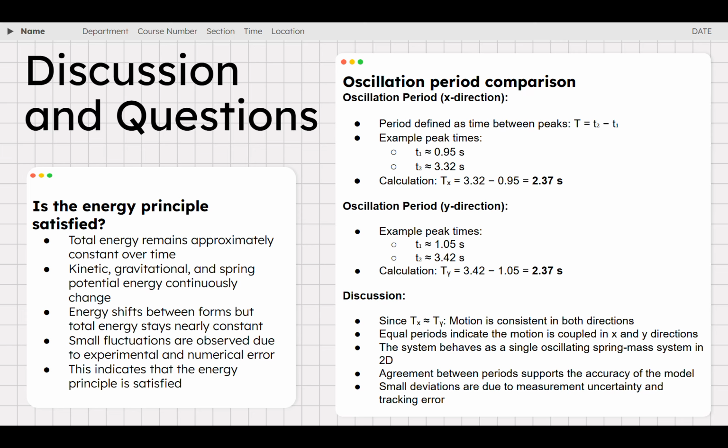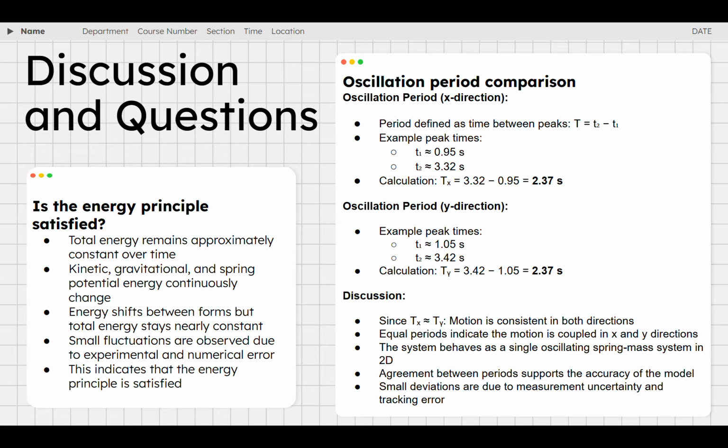Oscillation period comparison. The period for both directions is defined as the time between peaks. Example peak times found from the tracking model showed that the oscillatory period in the x direction is 2.37. Example peak times calculated from the tracking model for the y direction showed that the oscillation period was also calculated to be 2.37 seconds.